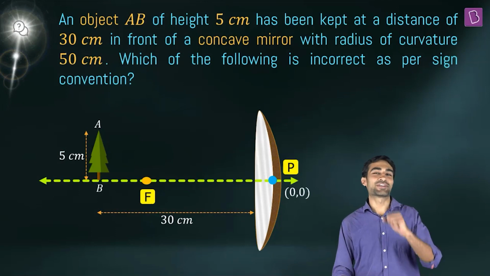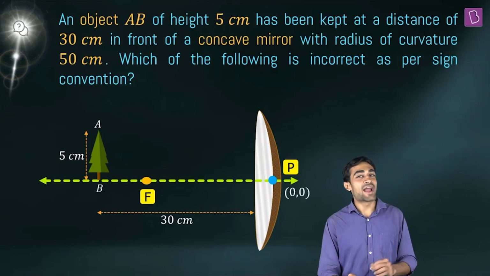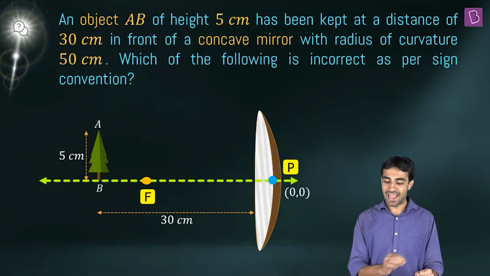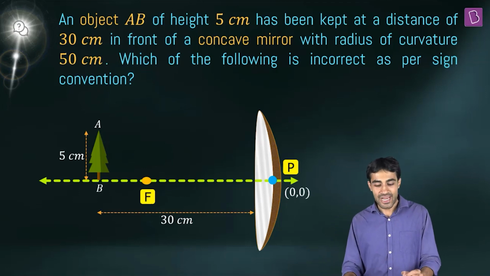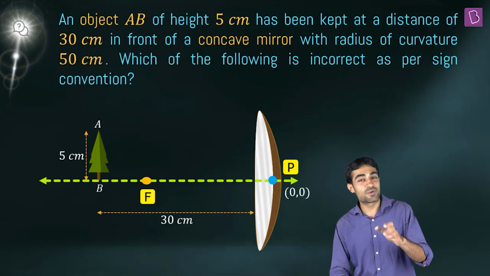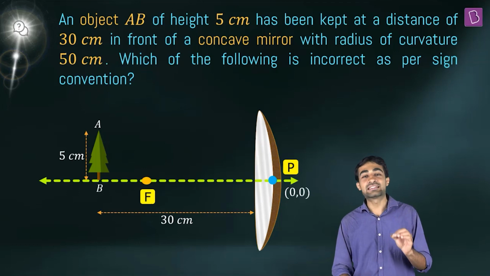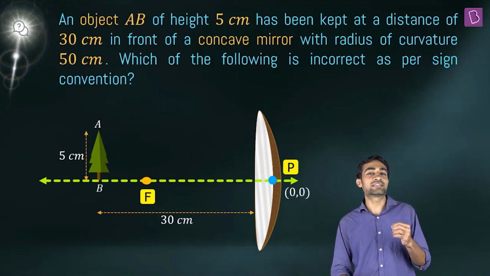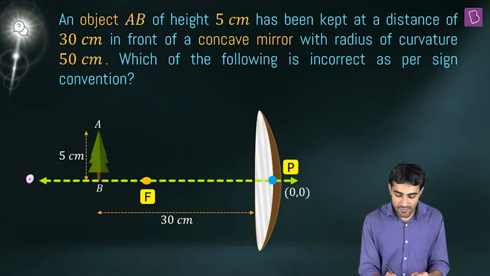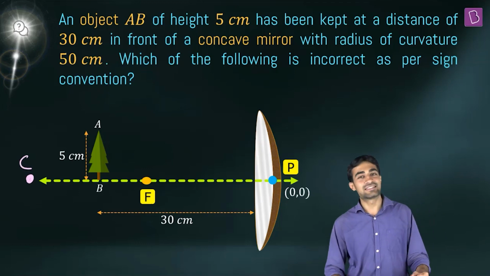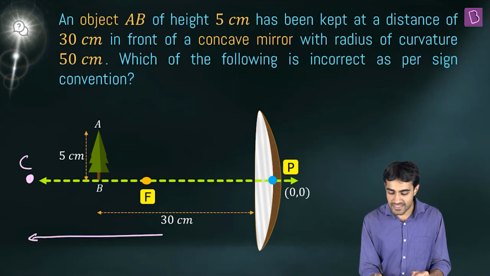Let's see this question now. It is based on sign conventions. An object AB of height 5 cm has been kept at a distance of 30 cm in front of a concave mirror with the radius of curvature 50 cm. So our mirror is a concave mirror. Concave mirror means the shiny side is facing the center of curvature. So you can see here we will find the center of curvature C. Now the radius of curvature is already given. It is given to be 50 centimeter.